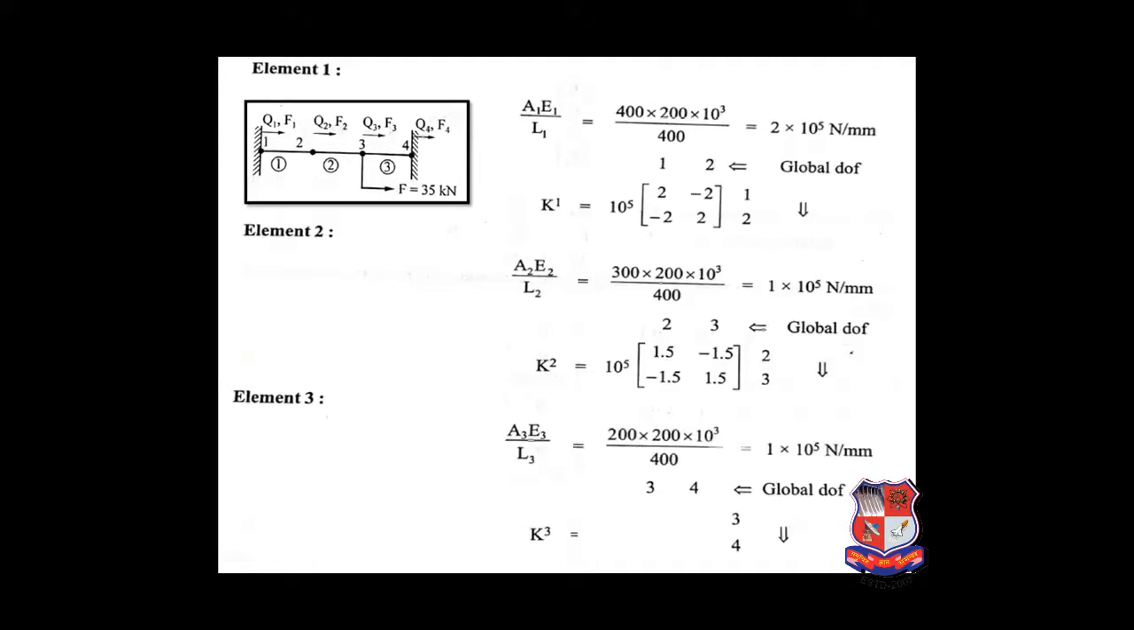Let's go ahead. Similarly, we find out for element number 3. Putting the value, this is your final answer: 10 raised to 5, 1, minus 1, minus 1, 1. Okay, so in this example one mistake is there. As per book printing, here we can write 1.5 because inside is 1.5, so here also is 1.5, and as per calculation also this is 1.5.